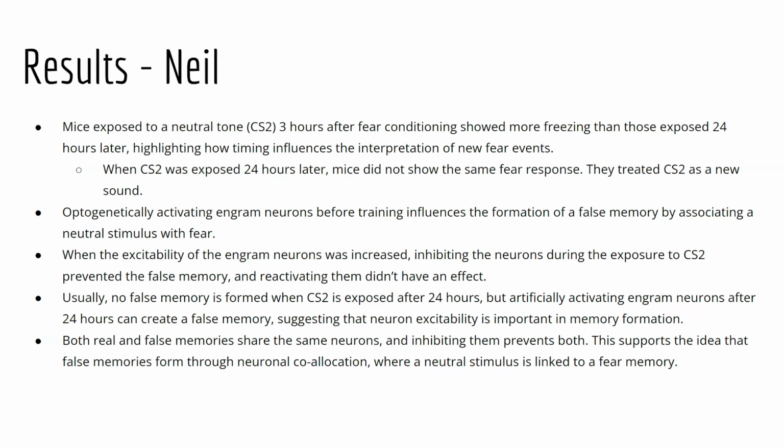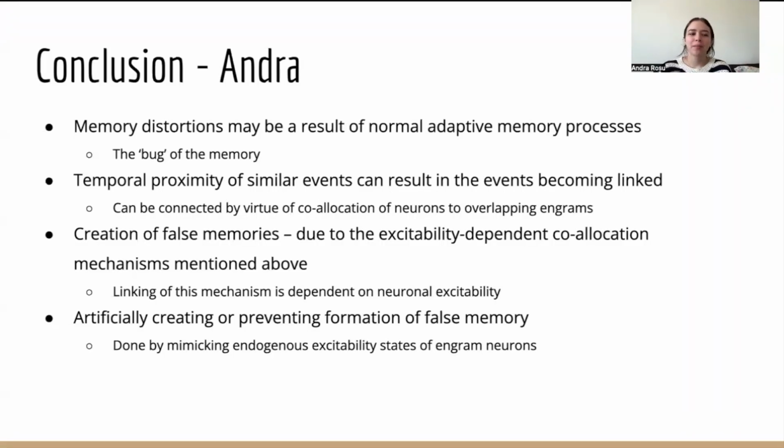This supports the idea that false memories form when a neutral stimulus is linked to a fear memory through neuron co-allocation. So the first conclusion that we have is that memory distortions may be a result of normal adaptive memory processes. This means that false eyewitness testimony, inaccurate or implanted childhood memories, or just everyday lapses in our ability to recall events of the past can just be due to a bug of the memory. Second, we have temporal proximity of similar events can result in the events becoming linked. So they can be connected by virtue of a co-allocation of neurons to overlapping engrams.